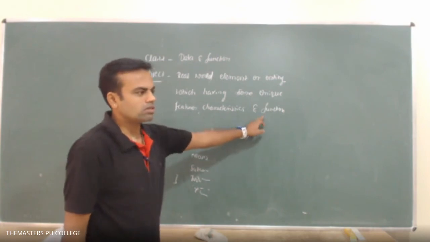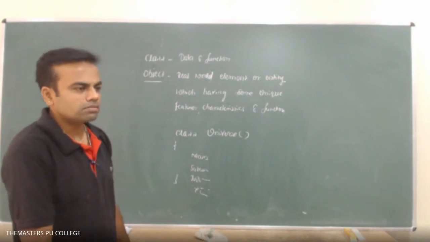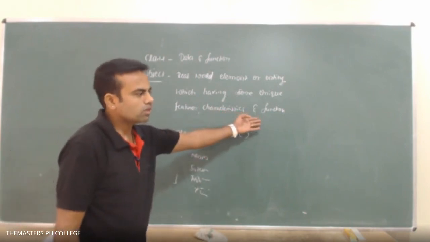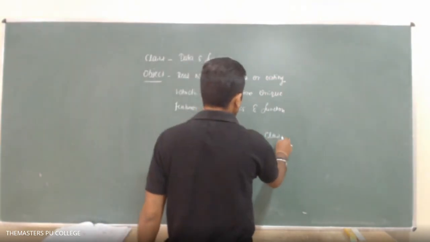And functions, what do you mean? What are functions? All the planets rotate around the sun. The same function. Okay, this is an object, right? And one more example we can give: class cricketer.